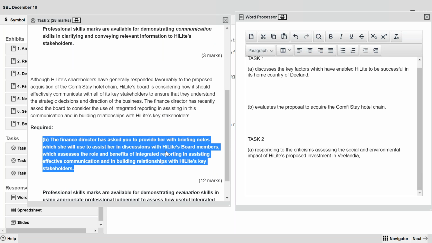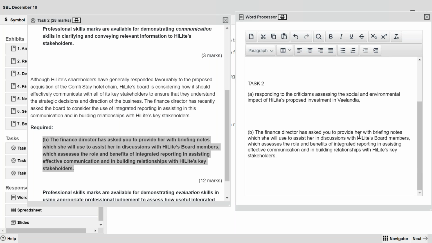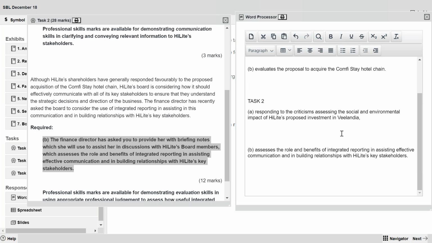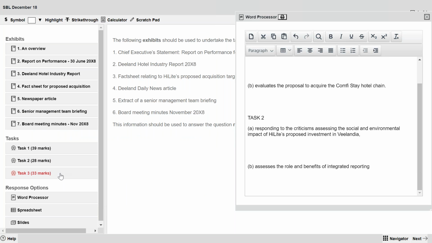I just copy paste and I bring in the mouse here, enter, enter, enter. Again, I just remove the extra information. The finance director asks you to provide her with briefing notes, which she will use in the discussions with the Highlight Board, which assess the role and benefits of integrated reporting. So the topic is integrated reporting. Okay, and then you close this. And then task 3.